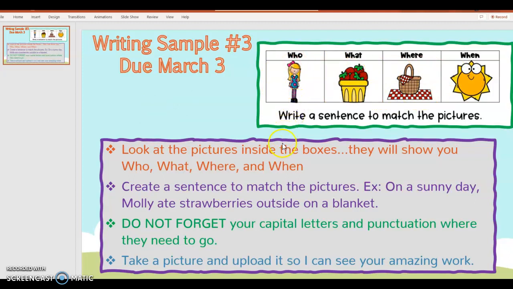Okay, so your goal is to have a full sentence, like, for example, on a sunny day, Molly ate strawberries outside on a blanket. Do not use that sentence, okay? They're obviously going to use strawberries. They are obviously going to use some of the same words, but don't use that same sentence, okay? When you're done, take a picture of the sentence and send it to me. If they want to draw a picture, that's perfect, totally fine. When they get done with everything, take a picture and send it to me in Seesaw, okay?